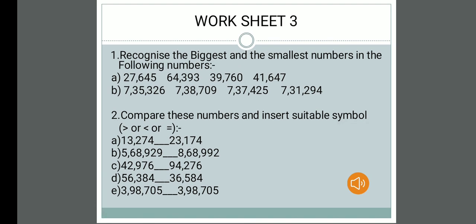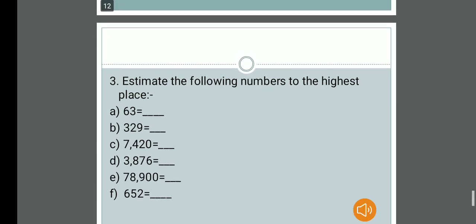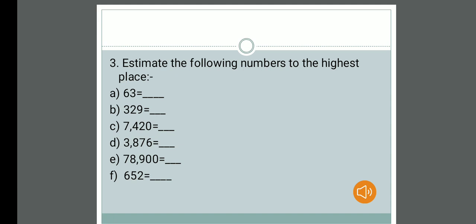Hope you all enjoyed today's session. Based on the topic presentation, I gave you a worksheet. The first question is based on identifying the biggest and the smallest number in the given numbers. And the second question is based on comparison of the numbers. The third question is based on the concept of estimation. So here you have to estimate to the highest place and you have to preserve them and get them back when you are coming to school.